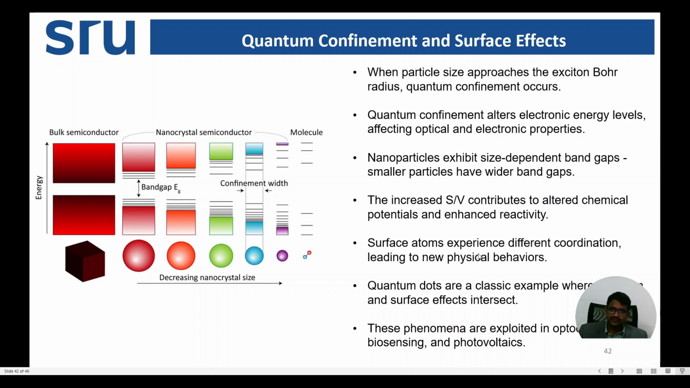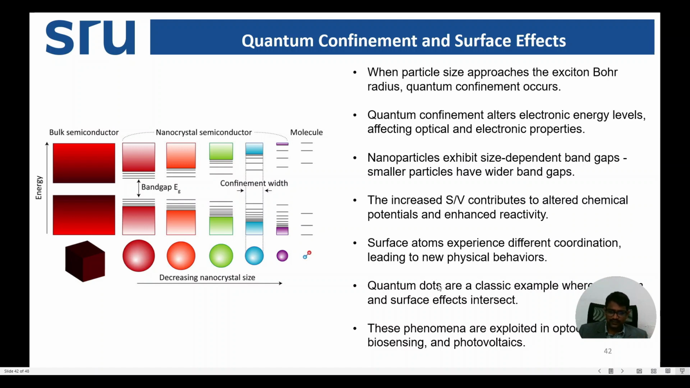Surface atoms experience different coordination leading to new physical behaviors. Because of this quantum confinement, because of these smaller band gaps, the surface atoms will experience different coordination with other molecules, which leads to different physical properties. Quantum dots are a classic example where quantum and surface effects intersect. So surface effects and quantum effects, that's what we are studying in this slide, right? Both will come into the picture at the quantum level.